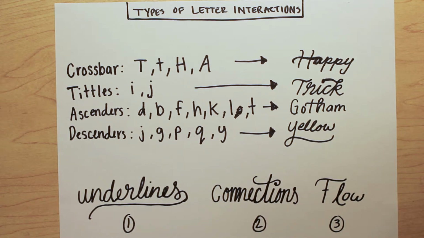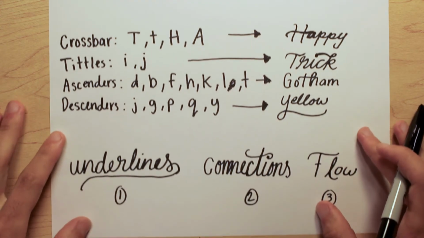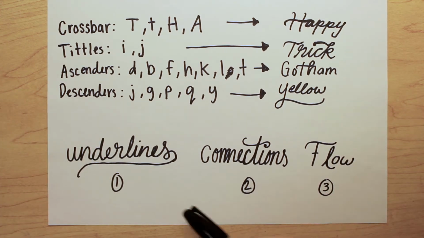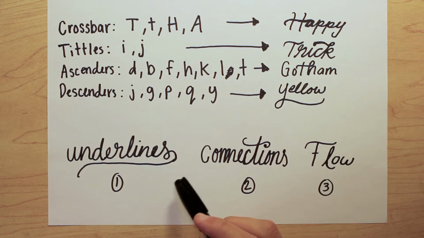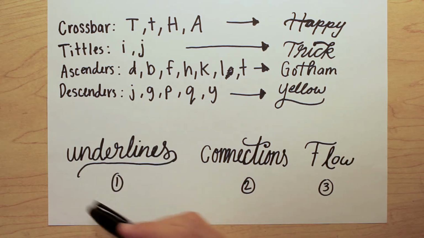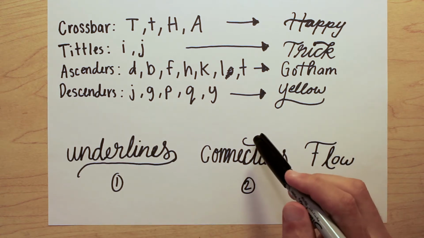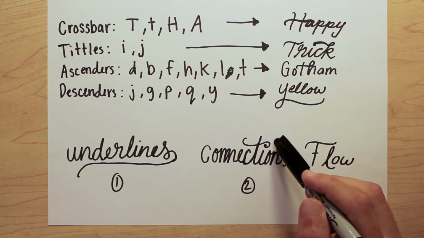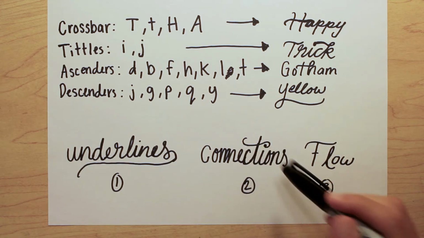So now that we've covered several different words that are really good for letter interactions and that you should look out for in your words, we'll now cover three ways that you can use those letters and create those interactions. The first would be to underline, and this is usually found with descenders or letters at the end of words that you can loop around and underline the word with. The second would be with connections, and these are obviously the ones that connect letters to other letters.